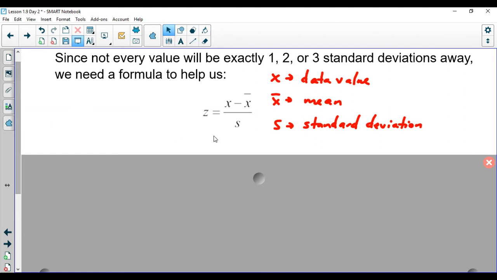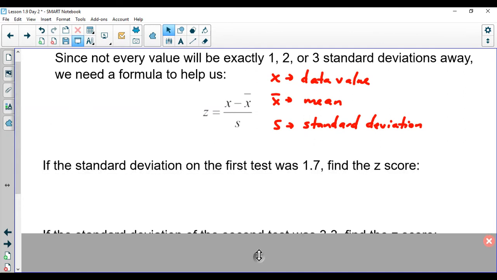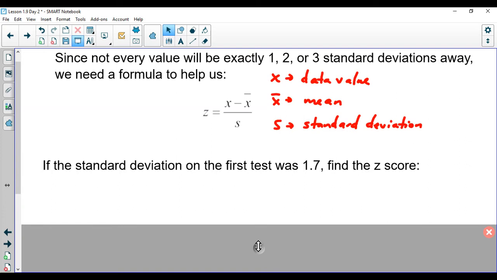So let's go back to the two examples. The first example, remember, we got a 25 when the average was a 22. Well, if I wanted to find the z-score of that data, I'm going to use my formula to help me. My data value was 25 because that's what I got on the test. I'm going to take away from that the mean, which we said was 22, and I'm going to divide that by the standard deviation. So we're told now that the standard deviation is 1.7.